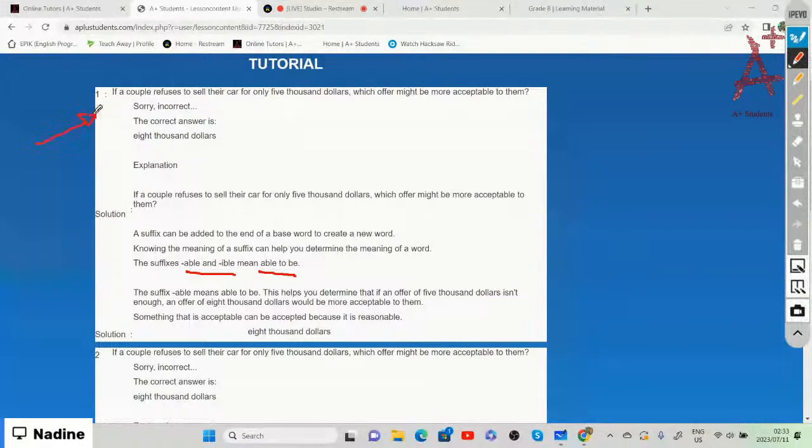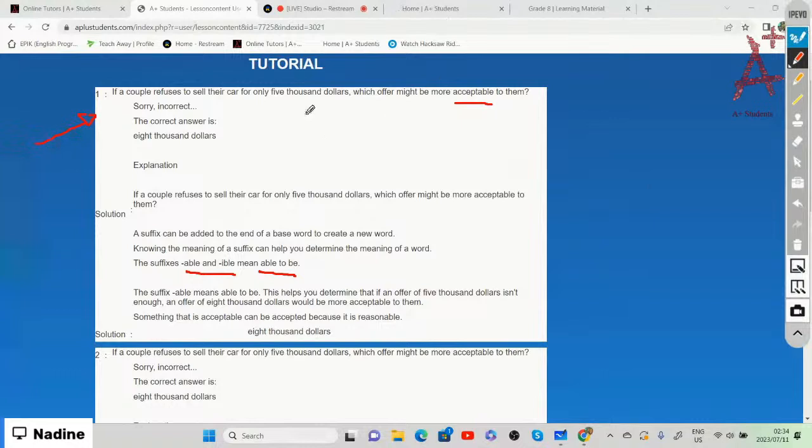All right, so first question. If a couple refuses to sell their car for only $5,000, right? Which offer might be acceptable to them? Acceptable, right? Which offer might you accept, or that you might be able to accept? That's the word. Be able to accept, because it says able to be. So able to be accepting, right?